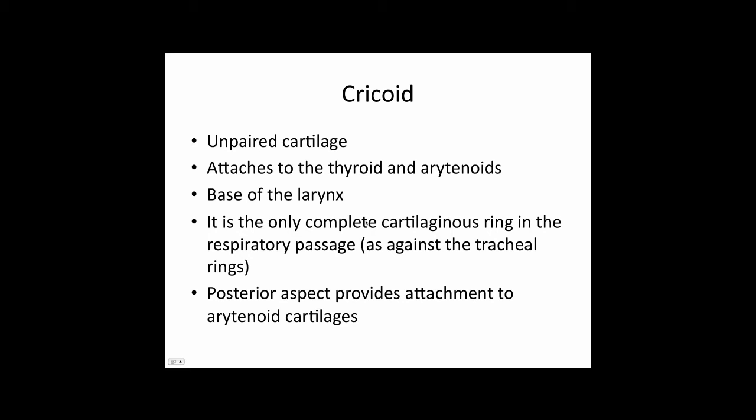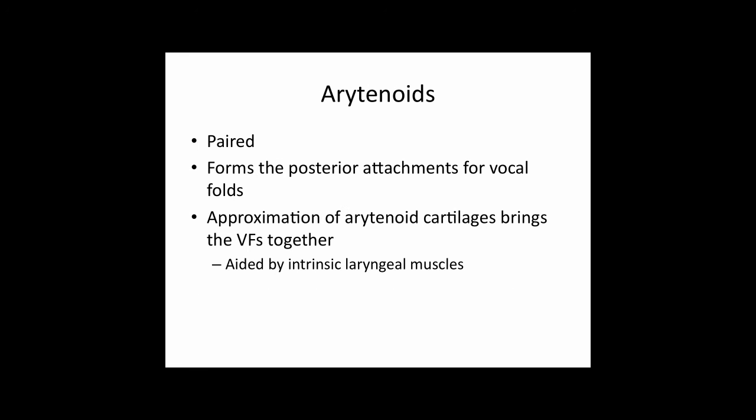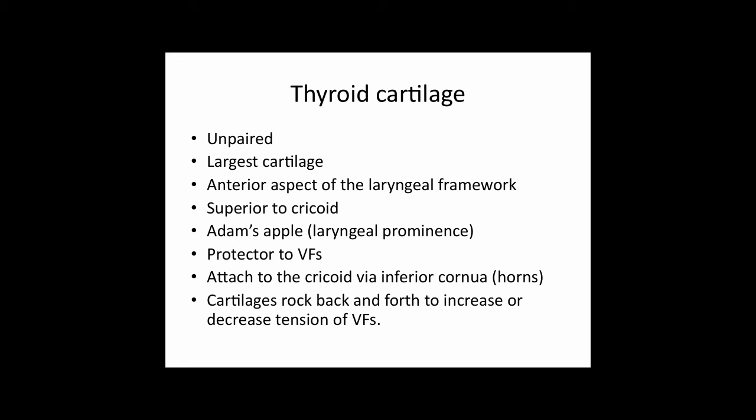Also, an important thing to note about the cricoid is that the cricoid is the only complete cartilaginous ring in the respiratory passageway. Okay, so if you remember when I talked about the trachea, I said the trachea is closed in the front and open in the back. Right? Now, the cricoid is the only one that's complete. It's narrow in the anterior end and broader in the posterior end. And that is the only complete cartilaginous ring in the respiratory passageway. The posterior aspect is the one that is attached to the arytenoid.